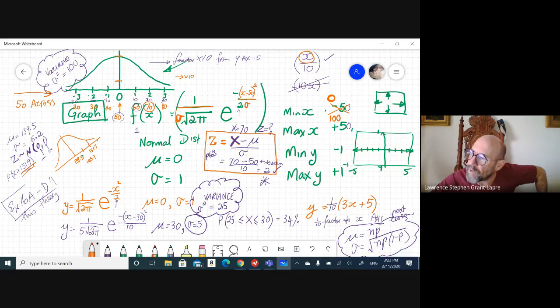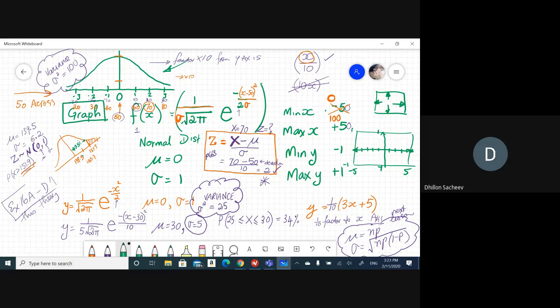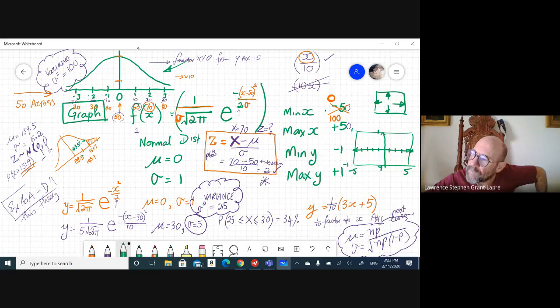So they want the probability of getting a score greater than 151.9. So what will our answer be? 2.5. Correct. 2.5%, or 0.025. It doesn't matter if you answer as a decimal or as a percent.